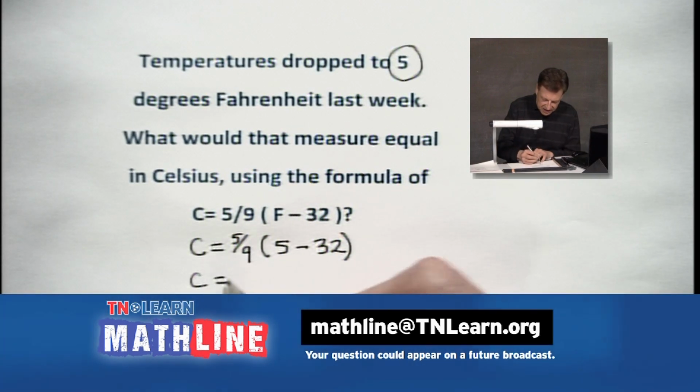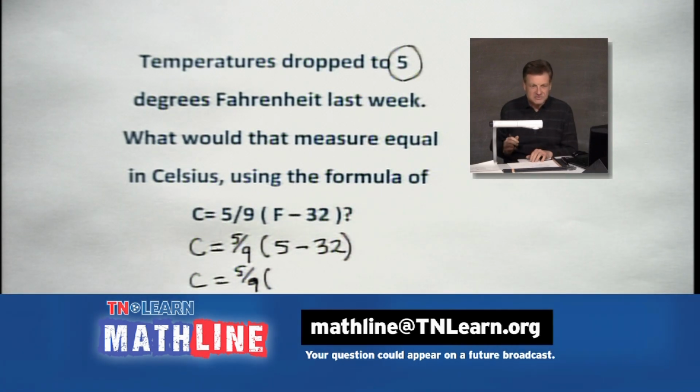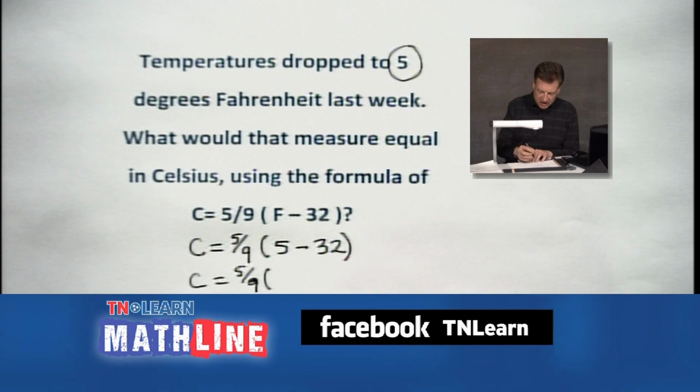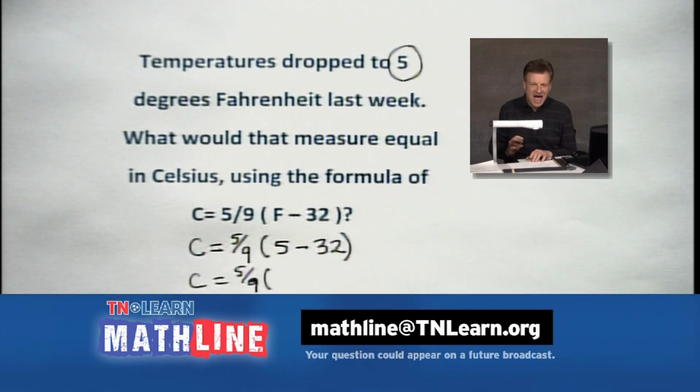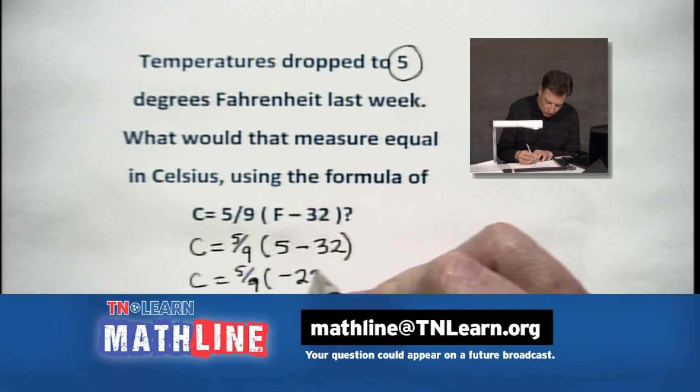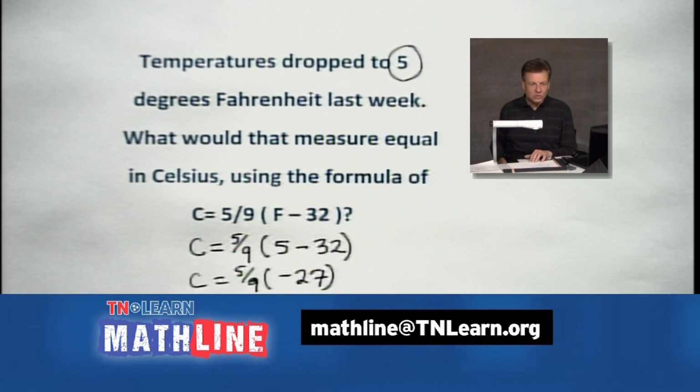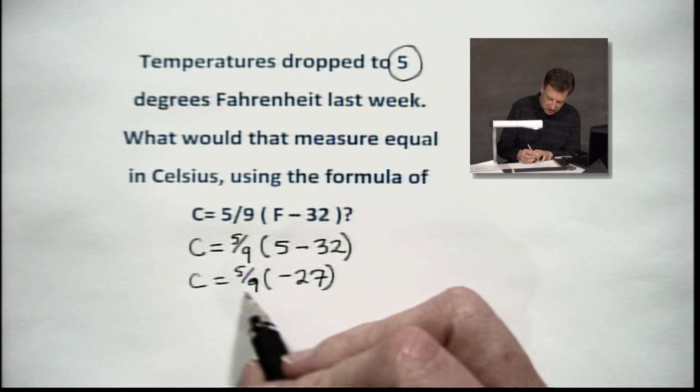We've got C equals 5/9 times, oh my goodness, some of you are already saying, that's going to be negative, Ernie. It's going to be a negative number. Well, certainly it will be, because we're trying to take 32 from 5, so we're going to go in the hole big time. How about a negative 27? Woohoo! Now we are ready to do a little bit of multiplication.